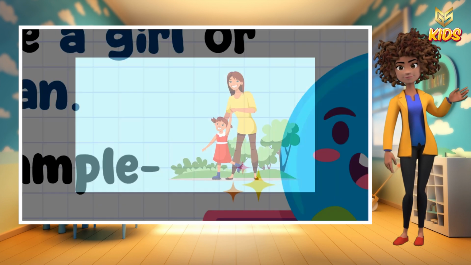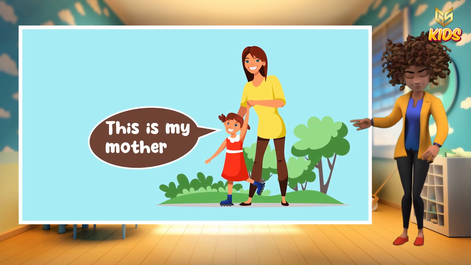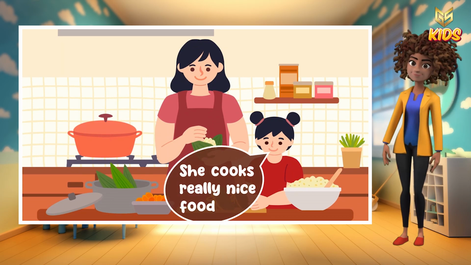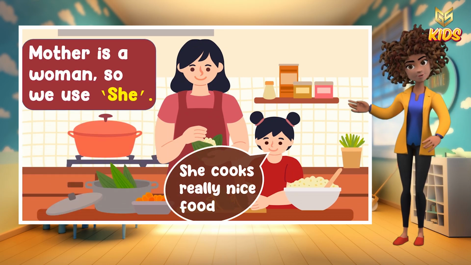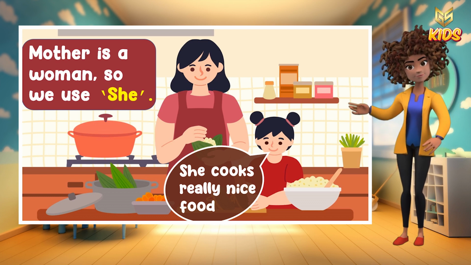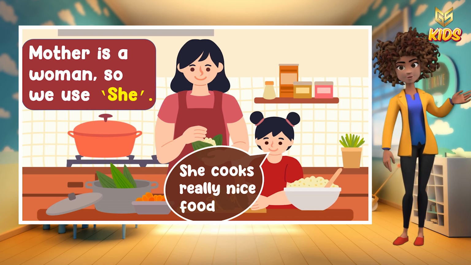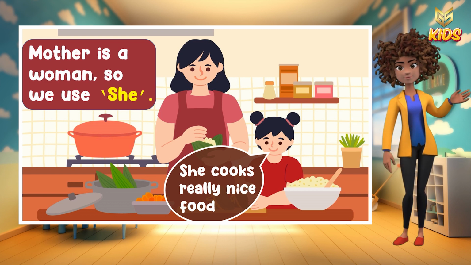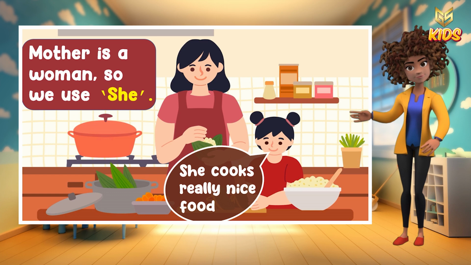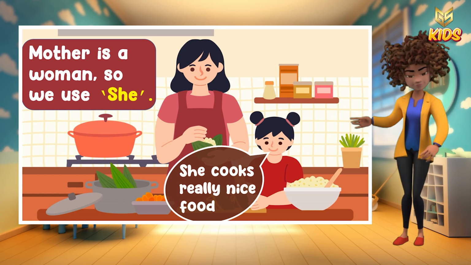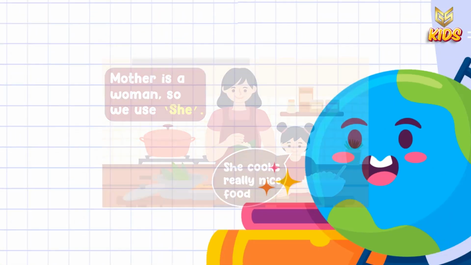For example, this is my mother. She cooks really nice food. Now mother is a woman, so we use she. This is my mother and she cooks really nice food. So here she indicates a woman. Mother is a woman, so we use she. Okay children, I hope you have understood.